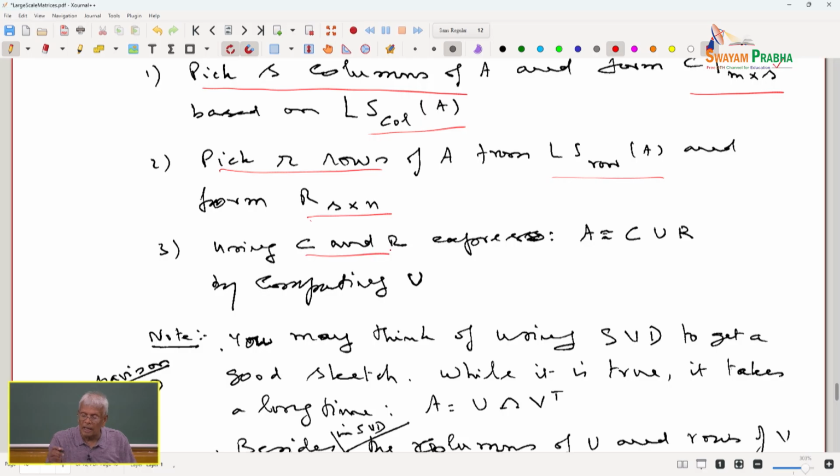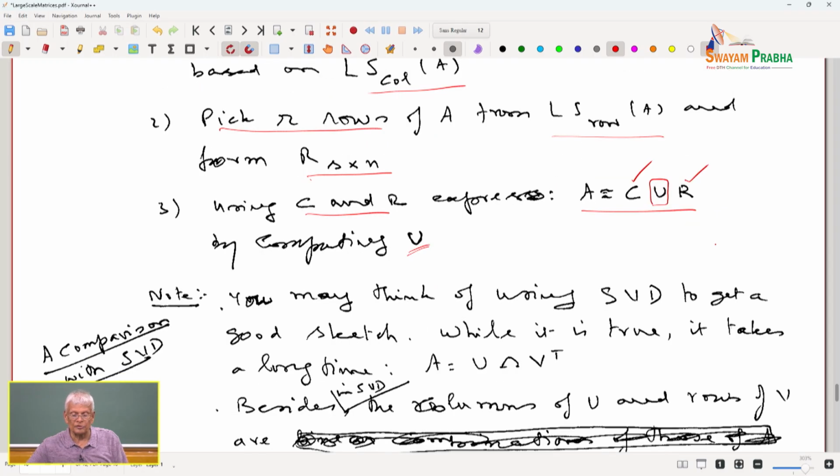Using C and R, I am going to express A is equal to CUR. The matrix C we found out in step 1, matrix R we found out in step 2. Now, our job is to compute U such that the product CUR is approximately A, a good approximation to A, and our job is to quantify U such that this product matrix CUR would be a good sketch for the matrix A. I hope you understand the problem.